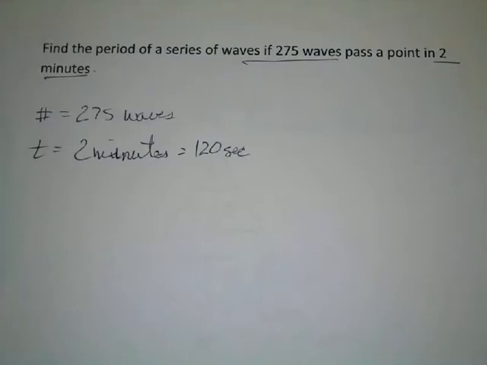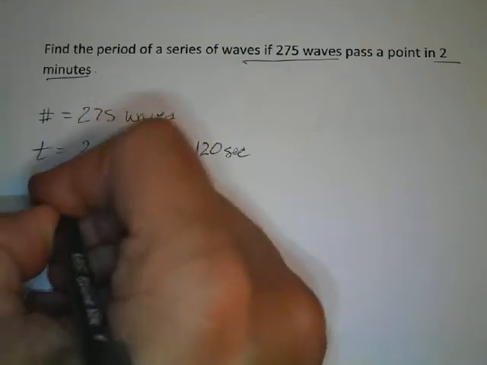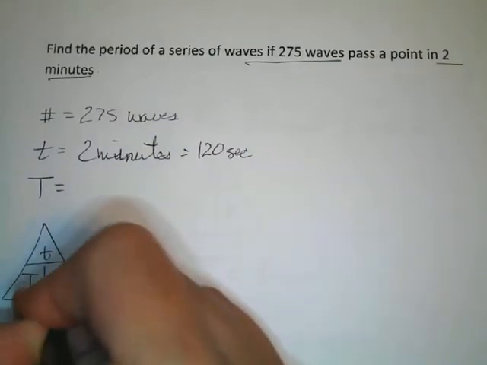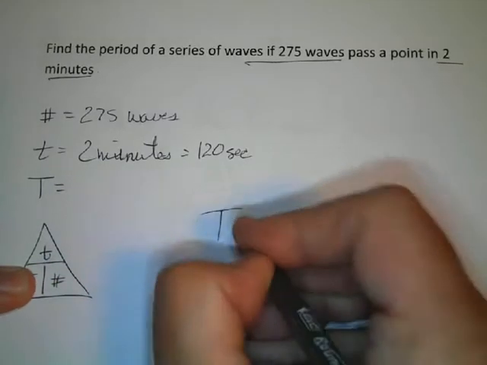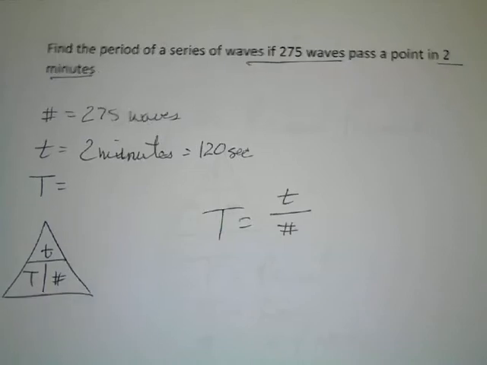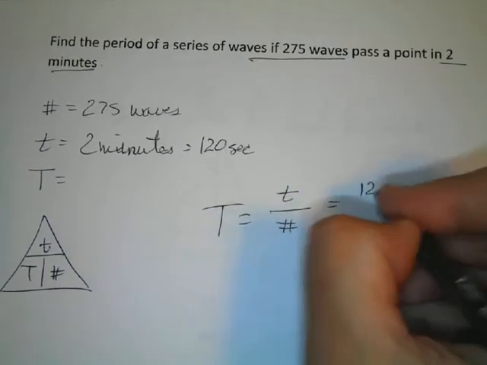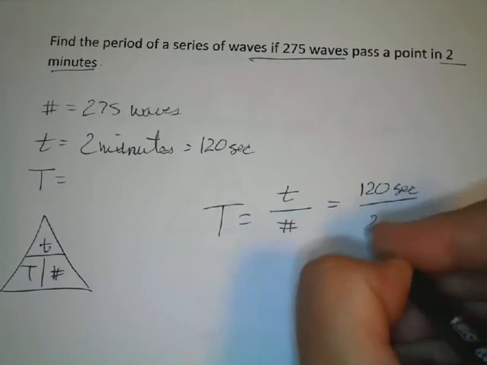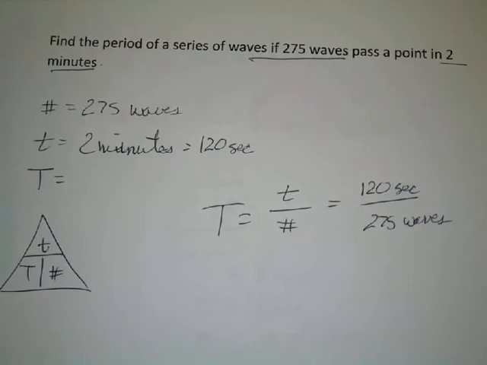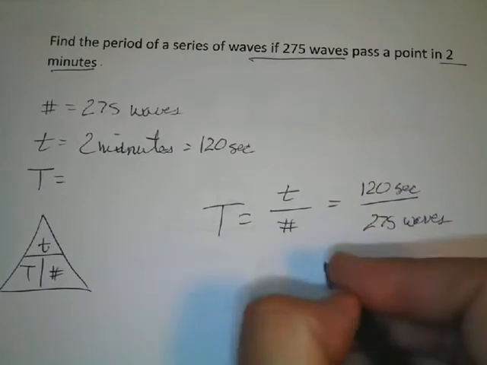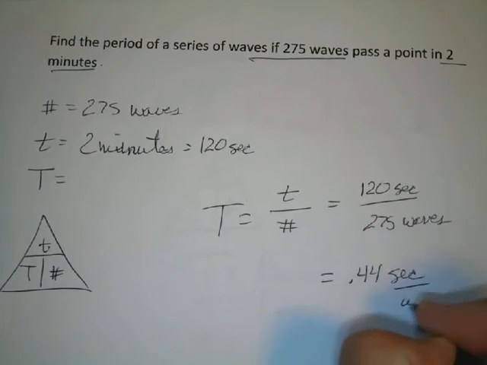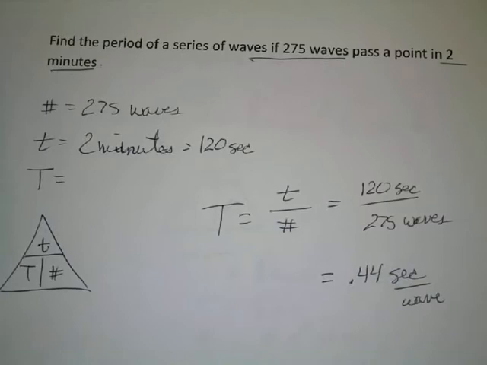In this case, I'm looking for the period, and as we've seen in this triangle, the period is equal to the time that's elapsed over the number of waves that have passed. So this equals 120 seconds over 275 waves. When I run that through my calculator, I get a period of 0.44 seconds per wave. So that tells me that every 0.44 seconds a wave will pass by me.